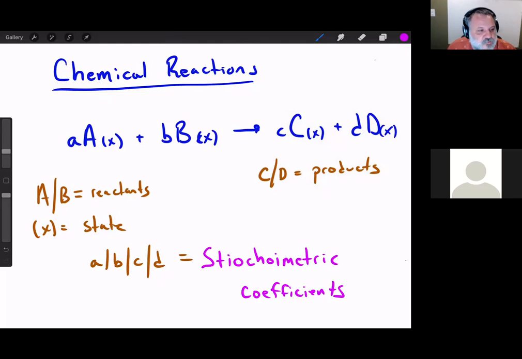Did I spell coefficients right? I think I did. Coefficients. Yes, cool. They are stoichiometric coefficients. One reason why I always remember how to spell this word is it's one of the, close enough. Did I spell it wrong? Ah, oops.